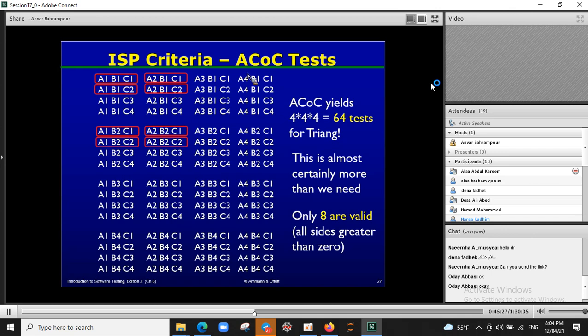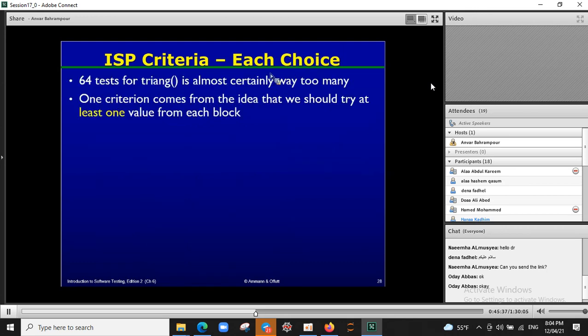Okay, so we should search for other coverage criteria that could be applicable for any program. The simplest coverage criterion could be each choice coverage. What's the each choice coverage criterion?